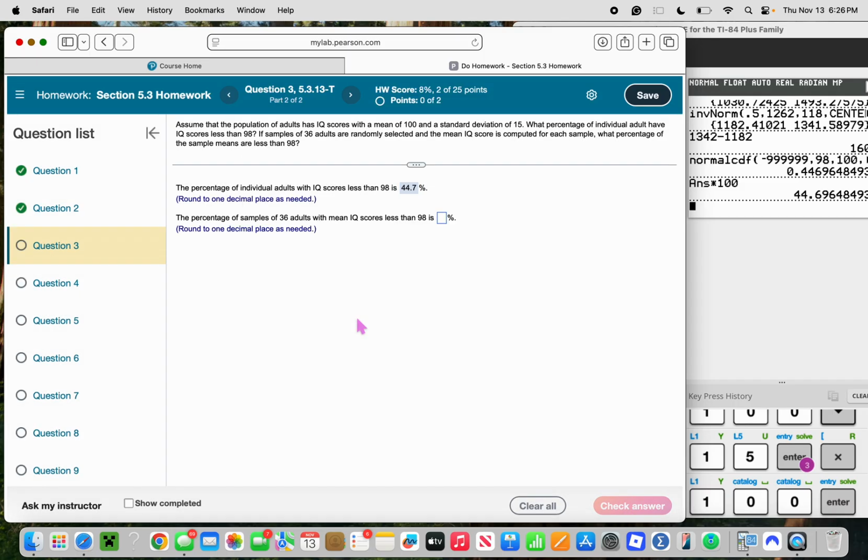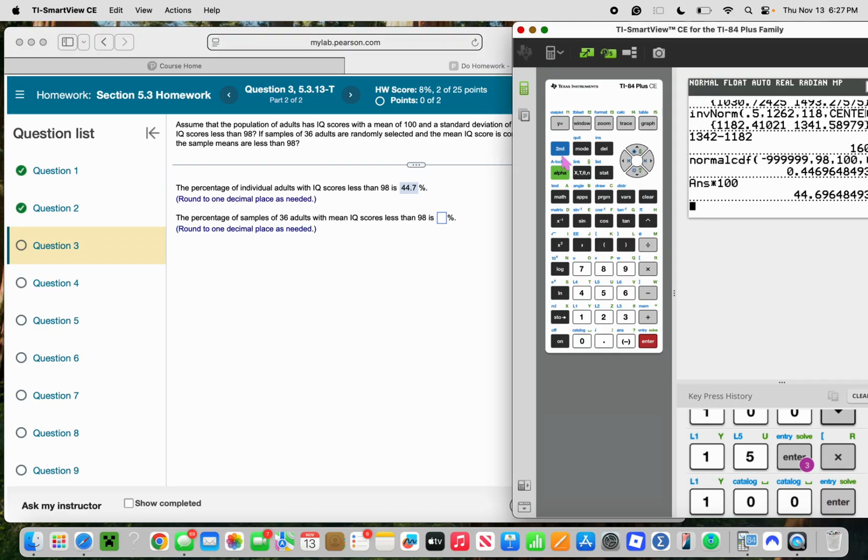And then it says the percentage of samples of 36 adults. So this is where our standard deviation is going to change. We're still finding the probability of getting less than 98, but now we're talking about samples of 36 adults. So we're pulling every single sample of 36 adults from that population. What's the probability of getting an average of less than 98? When we're looking at averages, we're reducing the variation because we've taken each of those samples and found the average of each sample. So they're getting closer to the population average.